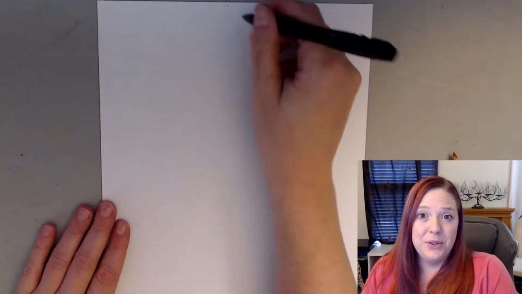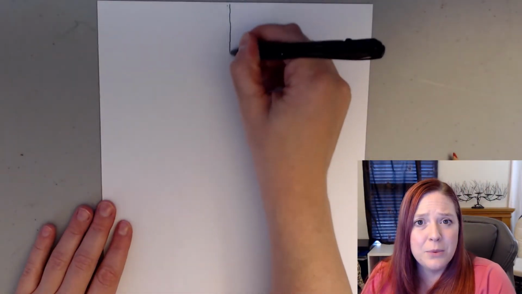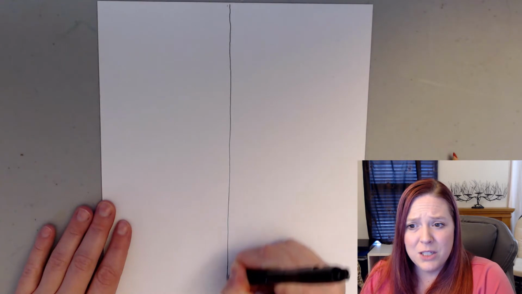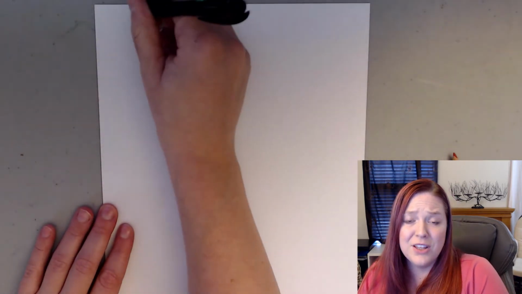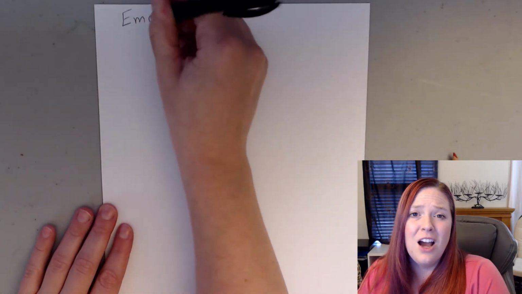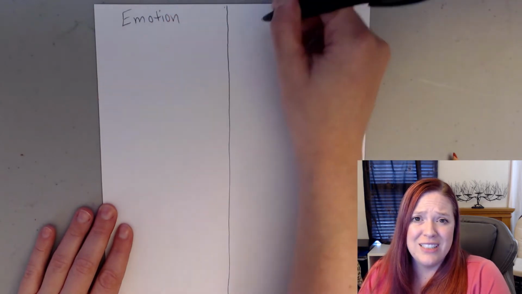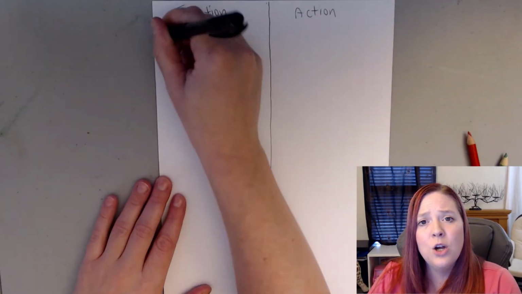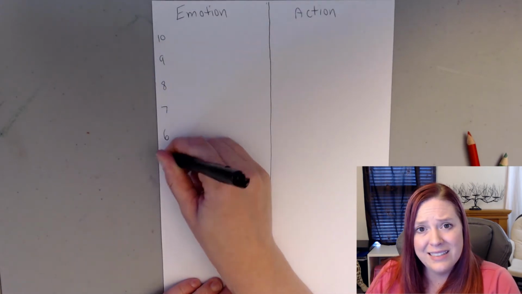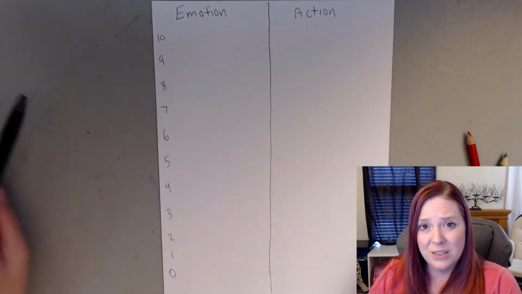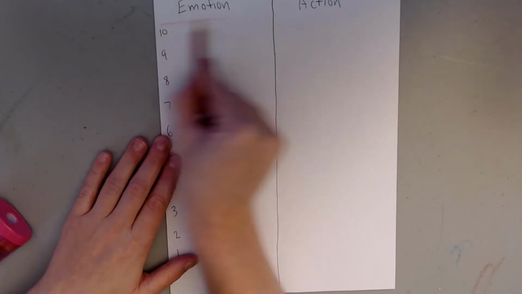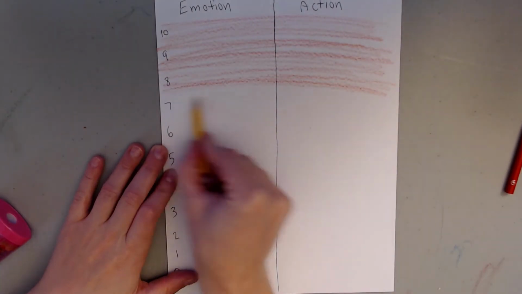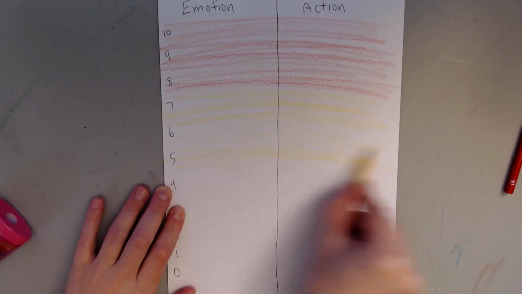Here is how you do it. You're going to take a piece of paper and draw a line right down the middle. On one side is for the emotion that you feel, and on the other side, you're going to write down the action that you take. But before you do that, we're going to write on one side, in descending order, 10 to 0. And then we're going to take a red, a yellow, and a green colored pencil and just shade in very lightly the sections of this.